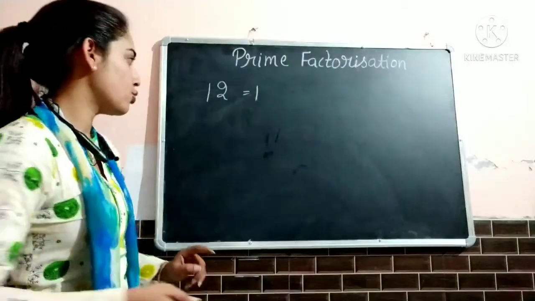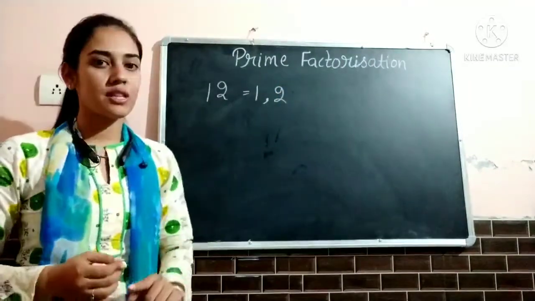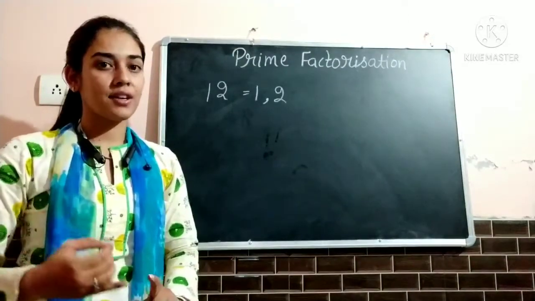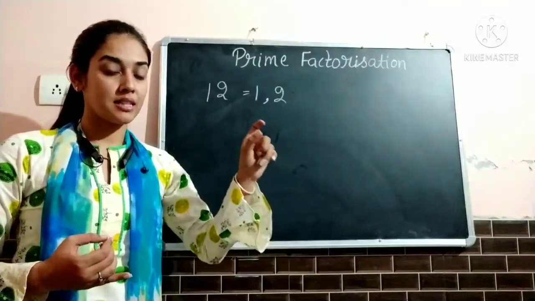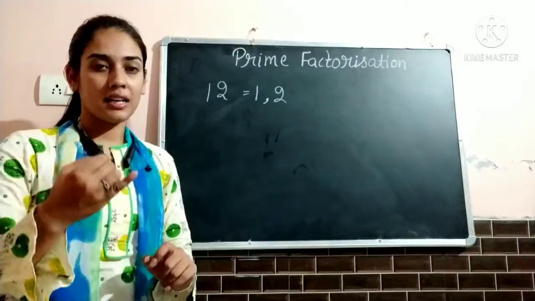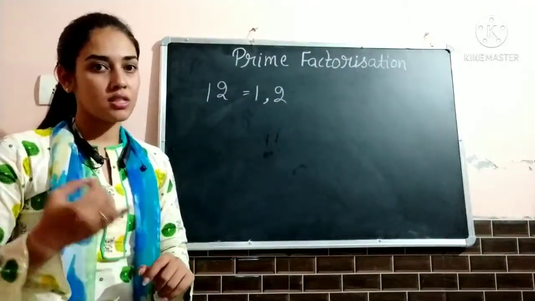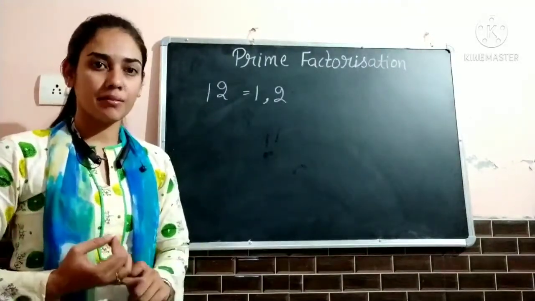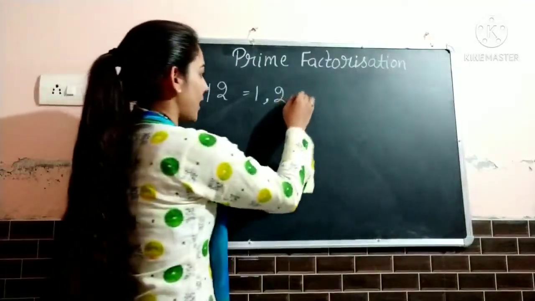Now 2. If I write here 2, 2 is also a factor of 12, because if you divide 12 by 2, the remainder is 0. So whenever the remainder is 0, that divisor is a factor of the dividend. Like if we take 3, 3 also divides 12 completely, because the remainder is 0. If you divide 12 by 3, the remainder is 0, because 3 fours are 12, so 12 minus 12 is 0. So 3 is also a factor of 12.